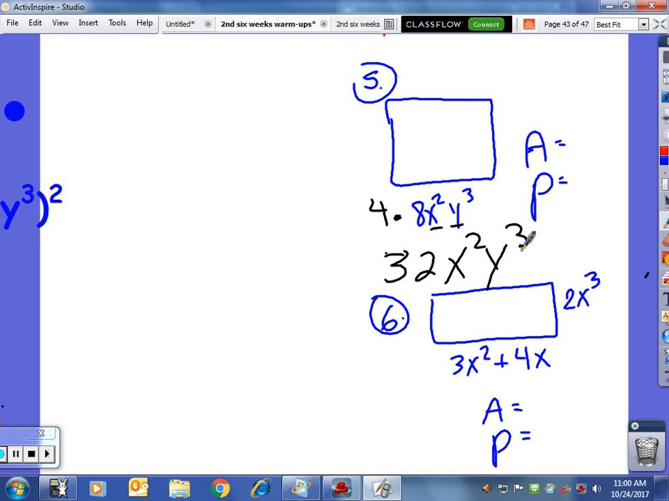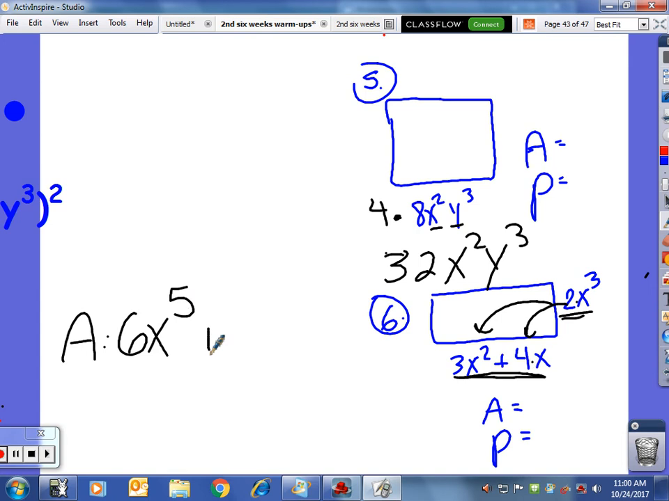Yeah. All right, number 6, area. Area on this one, you're doing 2x to the 3rd times 3x squared times 4x. So what's 2x to the 3rd times 3x squared? 6x to the 5th, and then 2x to the 3rd times this part becomes 8x to the 4th.